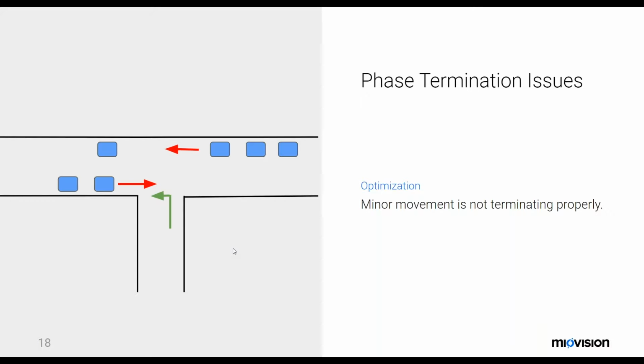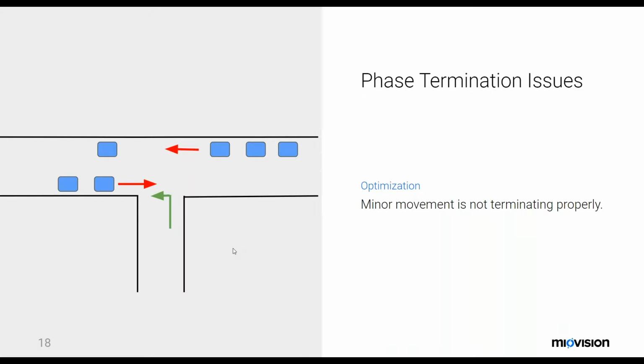The second problem that we identify is a phase termination issue. This is surprisingly common, where minor movements that are actuated do not terminate properly. So they waste green time and cause a lot of delay for the major movement. For example, left turn movements on the major that need to be serviced, extended, and terminated do not terminate properly and waste green time.